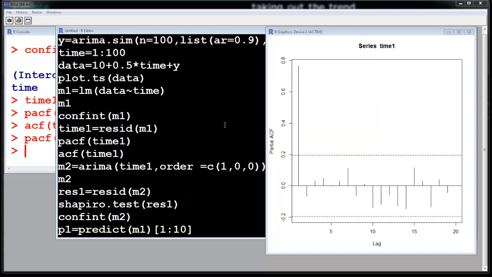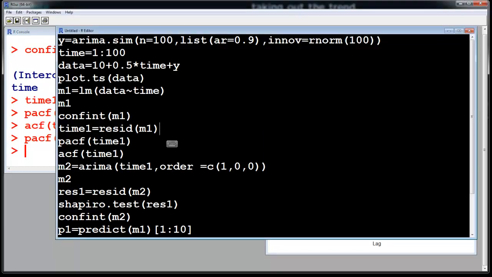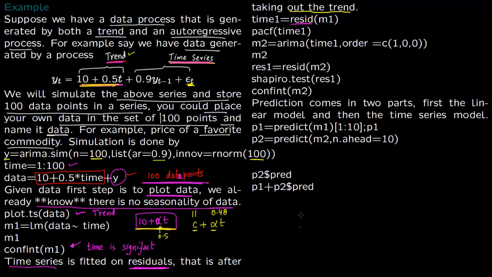So we should be fitting a one lag model. So let us do that. So the model we are going to fit is y of t is alpha y t minus 1 plus a constant plus epsilon t. So this is the model we are going to fit, and that is precisely the model right here.